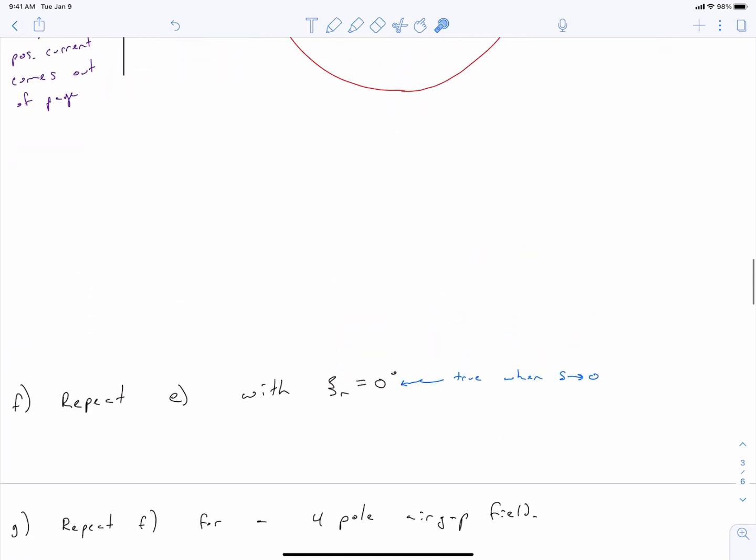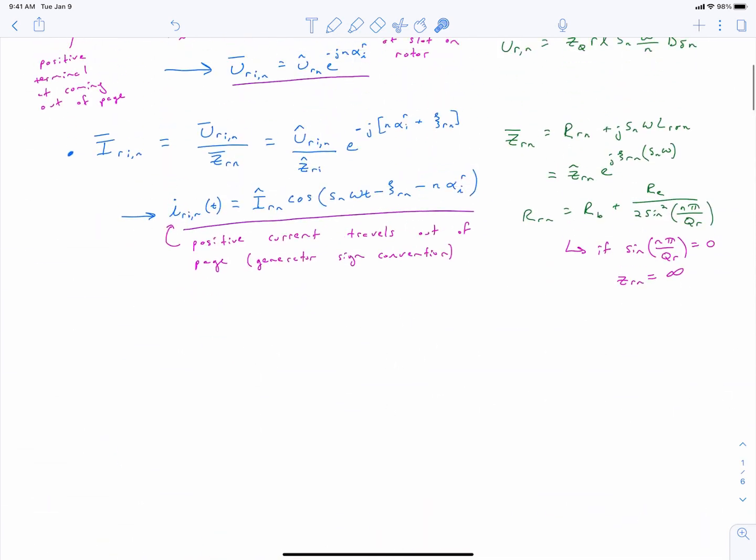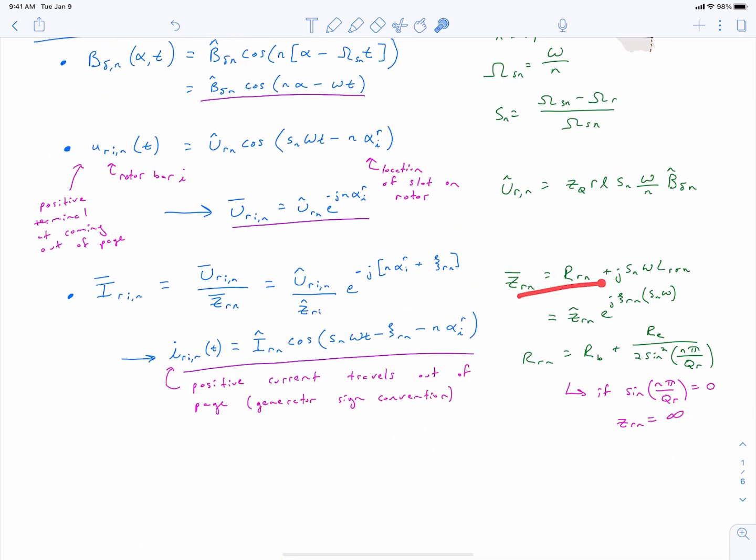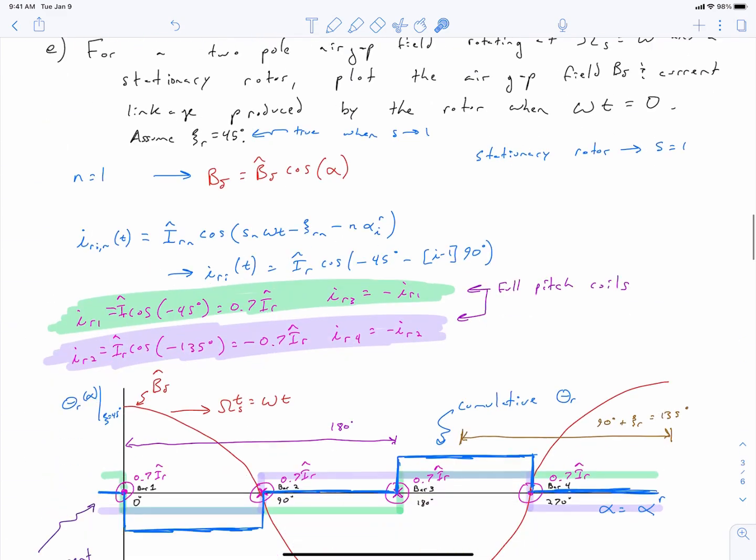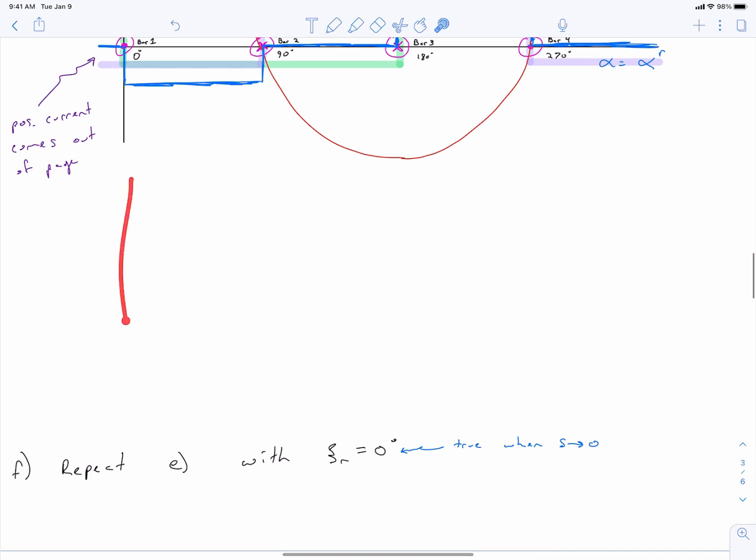So next, I want you to repeat this exact same example, but now have our rotor angle equal 0. And this is going to be true as S goes to 0. When you have no slip, if you look at your expression for your rotor impedance, if S is equal to 0, then of course the angle of this expression is going to be 0. So go ahead, do that. I recommend you plot it down here below where your previous solution was for easy comparison. And when you are ready, please resume watching.